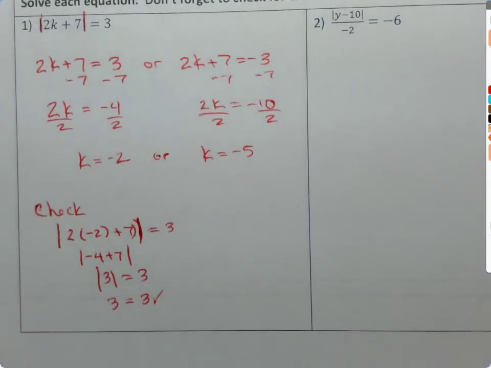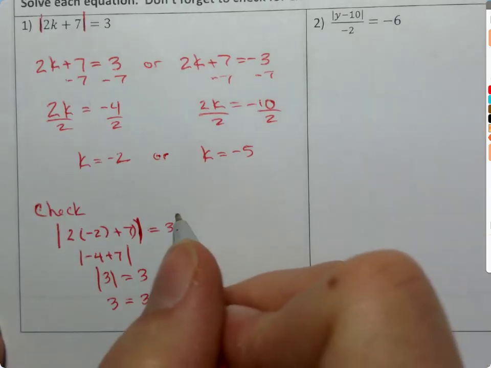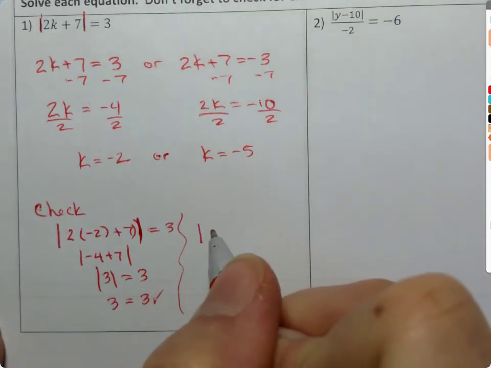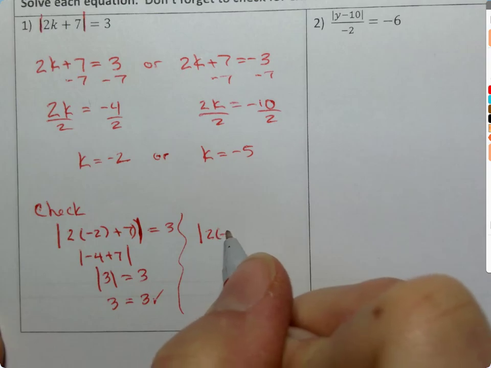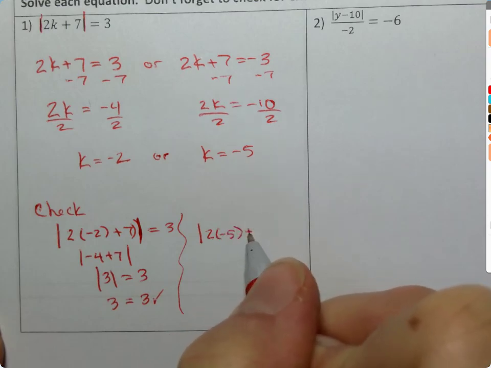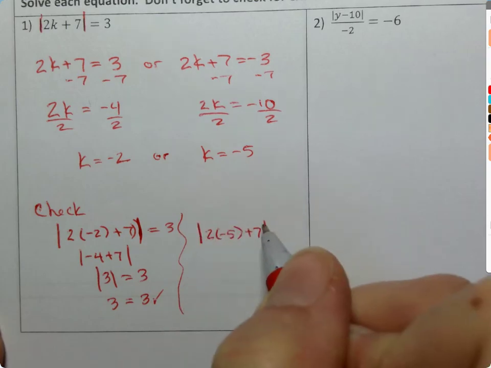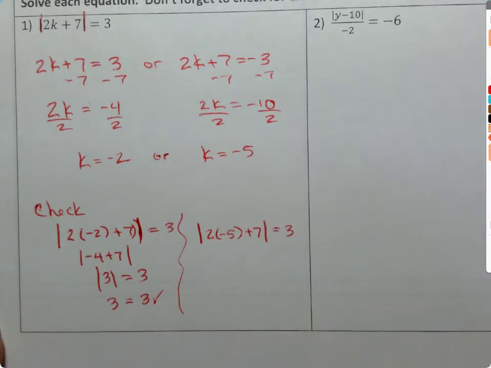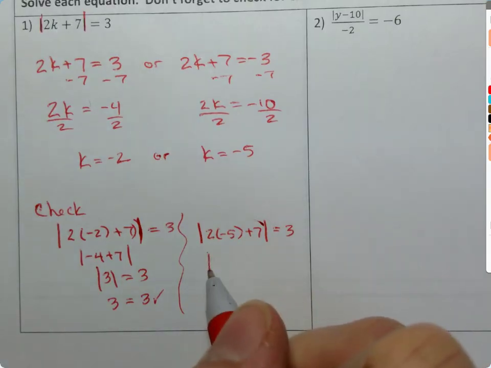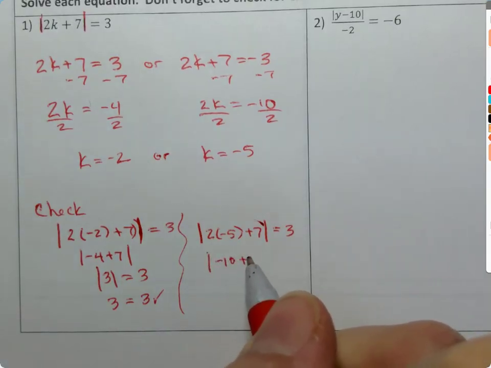Oh, I'm out of room there. All right, now look at your second one. Absolute value of 2 times negative 5 plus 7. Make sure your absolute values don't look like ones, is equal to 3. When you do absolute value, you follow all the rules. You do what's inside like it's in parentheses. So clean up the inside, negative 10 plus 7.